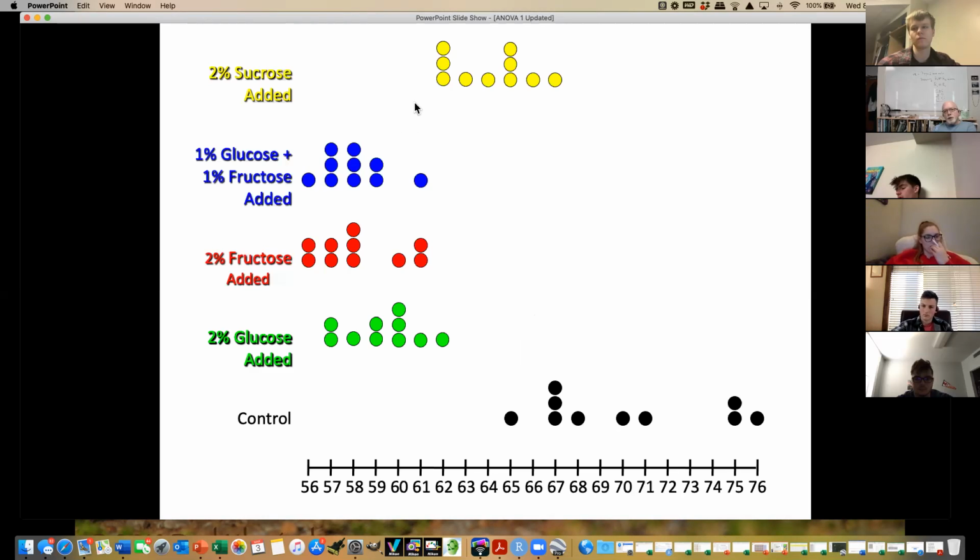But look at total variation though. This spans from 56 to 62. This spans from 63 to 68. So that's a range of 5. That's a range of 6. This is a range of 6. This is a range of 6. Look at the range on the control.